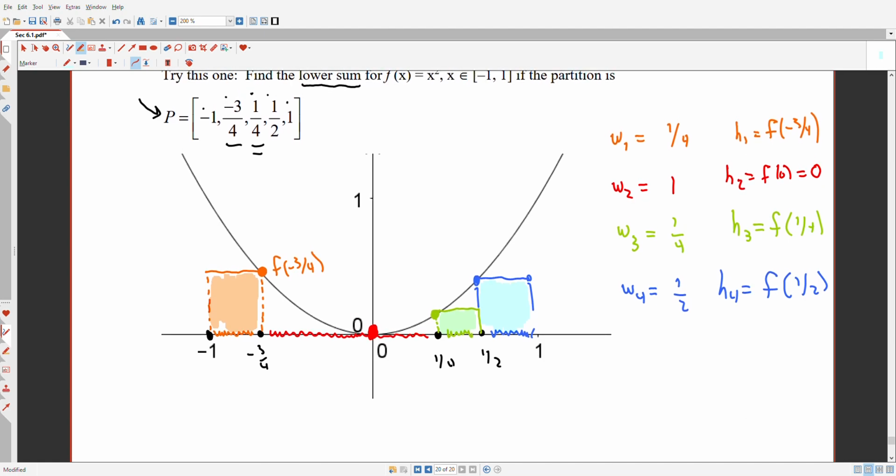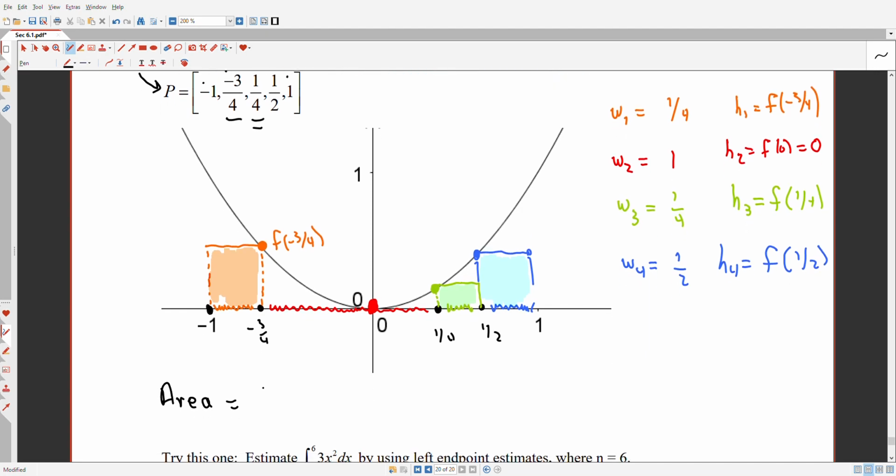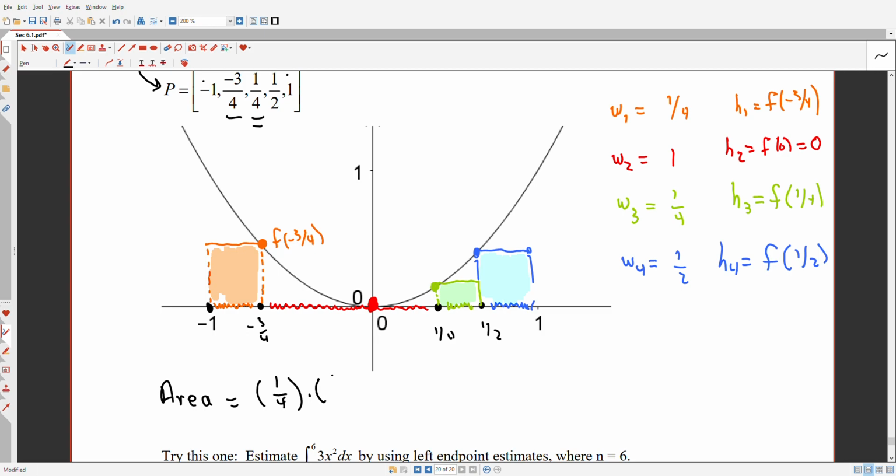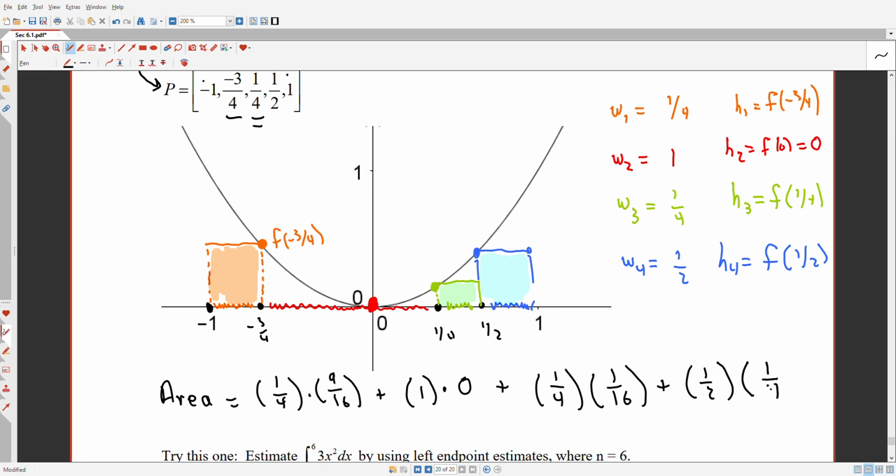And so what am I going to get? This rectangle area will be the orange area, which will be width 1/4 times f of -3/4. My function f just squares everything, so f of -3/4 will be 9/16. The next one I really like, that's just the width 1/4 times the output 0 for the red height, plus my next width was also 1/4, and my height there was f of 1/4, so that'll be 1/16, because I'm squaring that. f of 1/4 is 1/4 squared. And then my last one has a width of 1/2 times f of 1/2, so that'll be 1/2 squared.